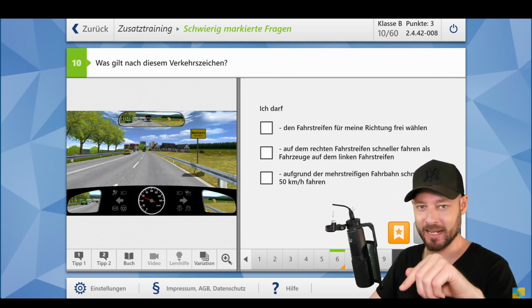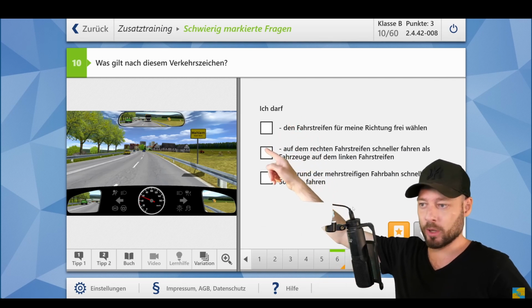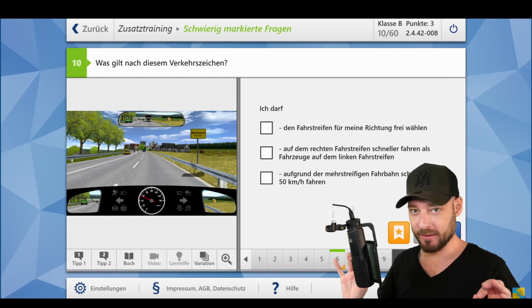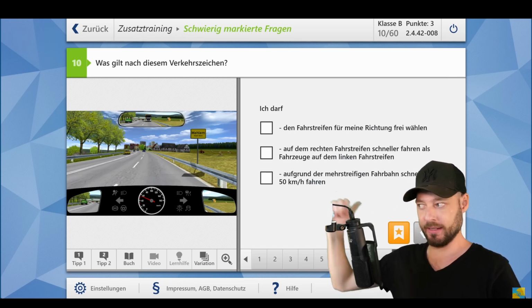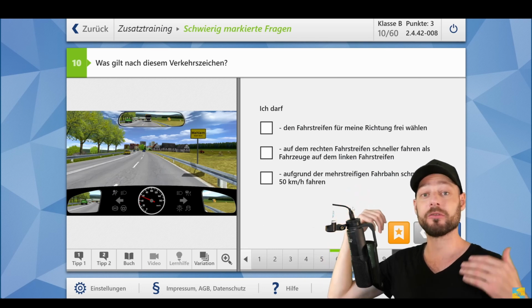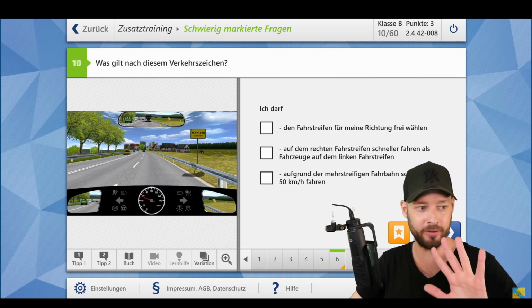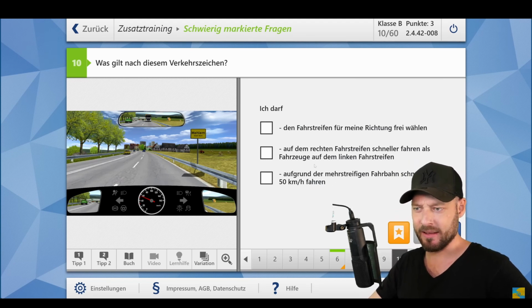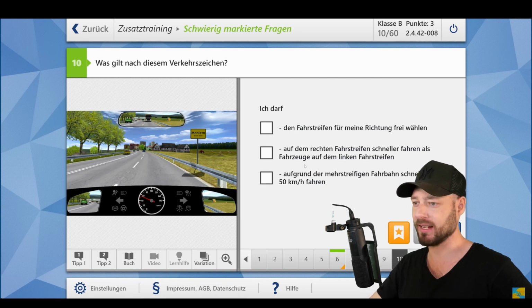Let's start with the last answer option because it's the easiest. The speed limit is 50 kilometers per hour from this place name sign. That's why the last answer option is already wrong. We're allowed to drive 100 kilometers per hour in that direction, but a maximum of 50 after the place name sign. So don't tick the last answer option. What was the second one again? We're allowed to drive faster in the right lane than in the left.